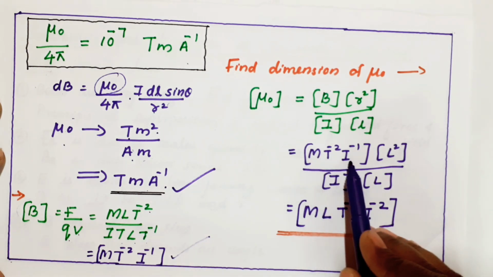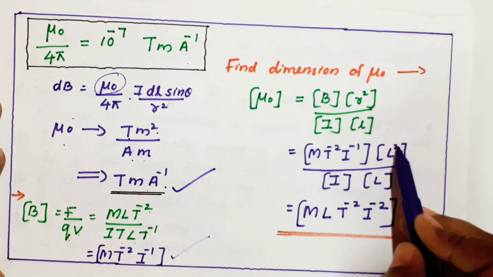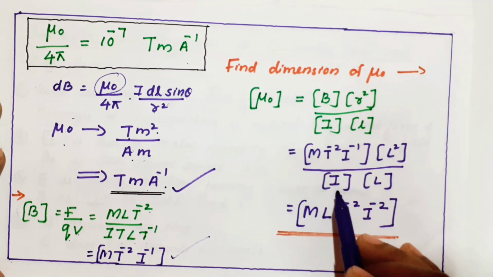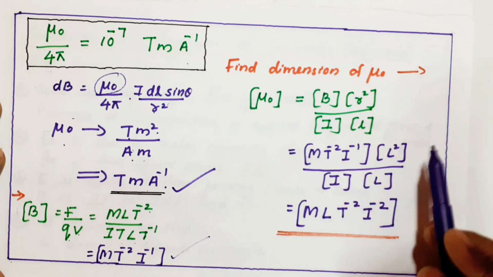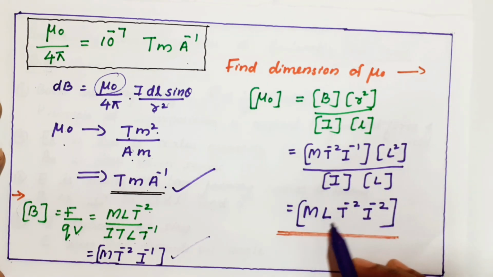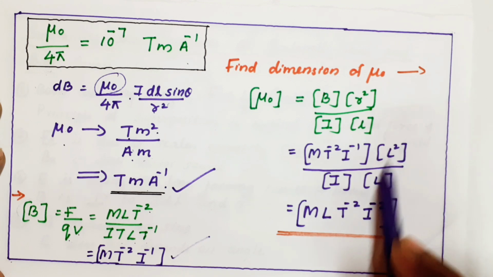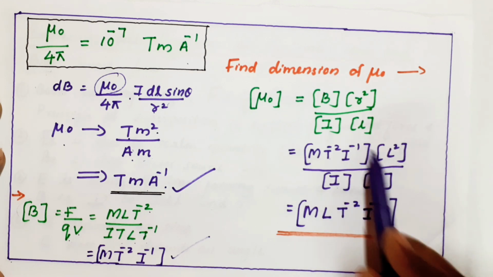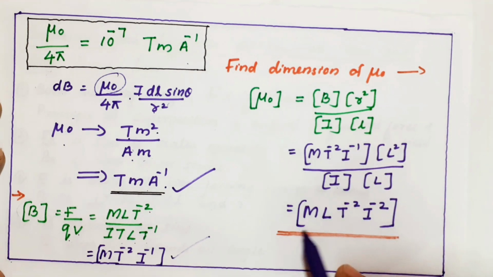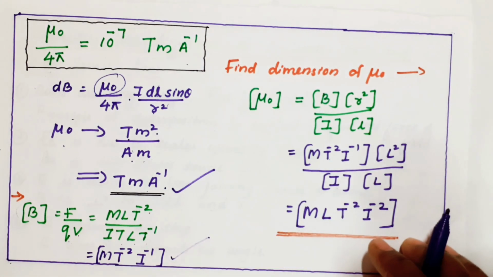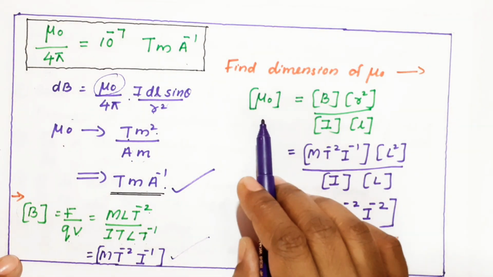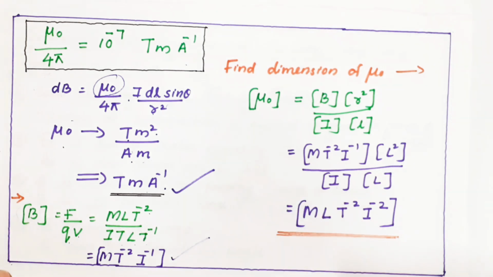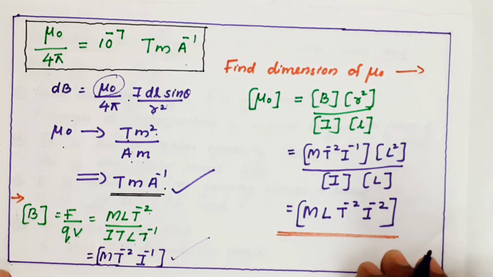Now it is simple. MT minus 2 I minus 1 into r square, that is L square, by current I and length L. If you cancel the terms, we get M, L square and L get cancelled so it becomes L, T minus 2, and this I goes up and becomes I minus 2. So ML T minus 2 I minus 2, that is the dimension of mu naught. So we learn a new constant now, that is called mu naught. Mu naught is called permeability of free space.